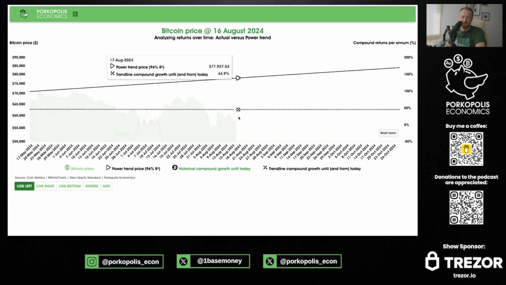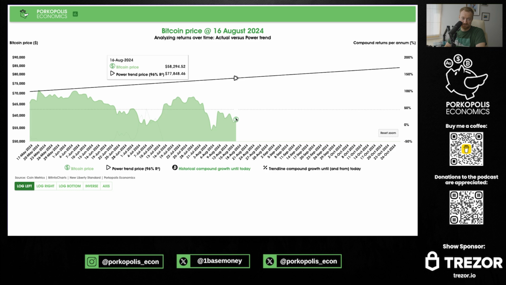If you bought the trend and held one day, what's your annualized growth return, compound annual growth? It's right here, 44.9% per year. Now, again, the price is well below trend. So again, theoretically undervalued, but again, not financial advice.